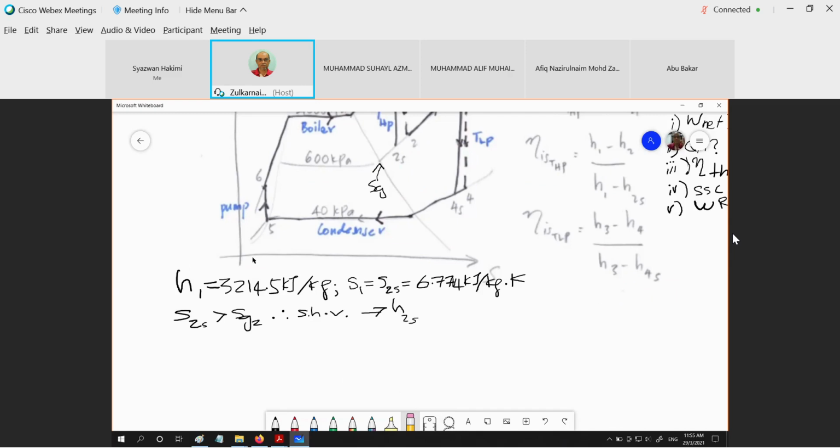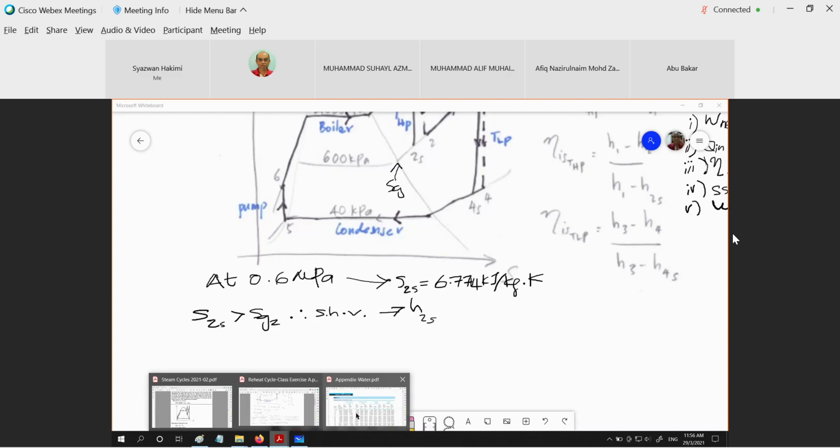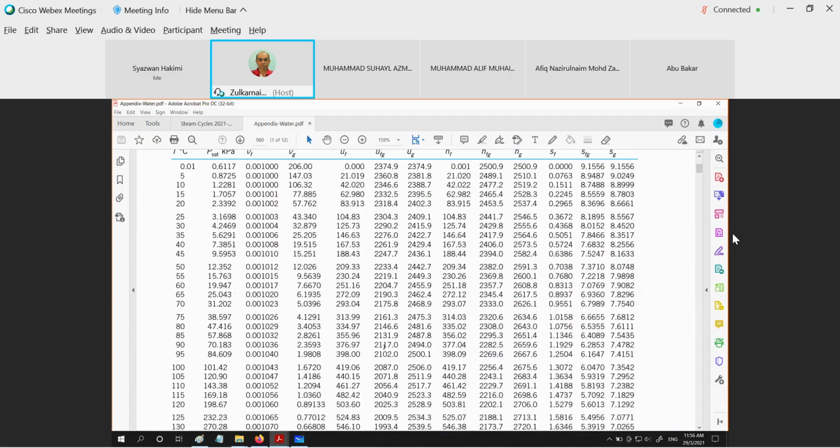Okay, let me erase this. I want to make use of this diagram, so I erase this one. We have got the H1. So based on this S2S value, then we are looking at what? We are looking at 0.6 megapascal. Look for this S2S. Water, which water? Yeah, this water. Okay, let's do it together for a moment.